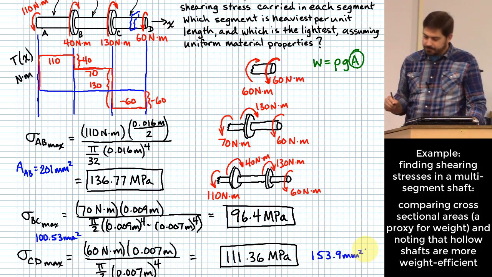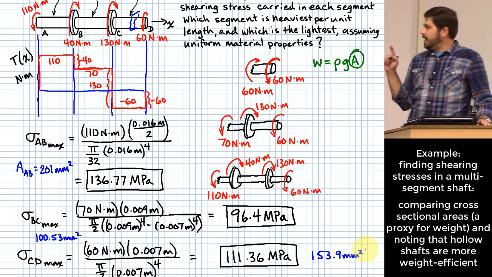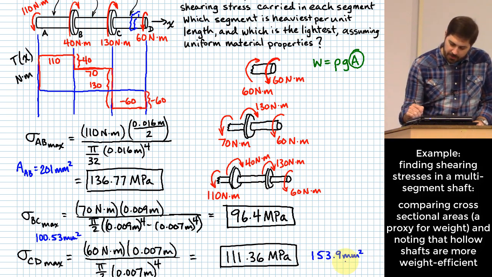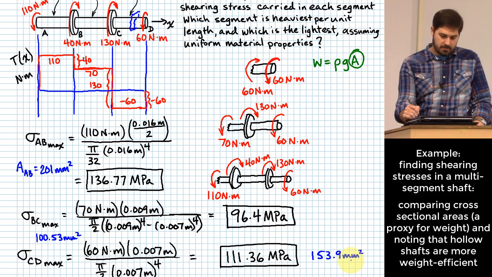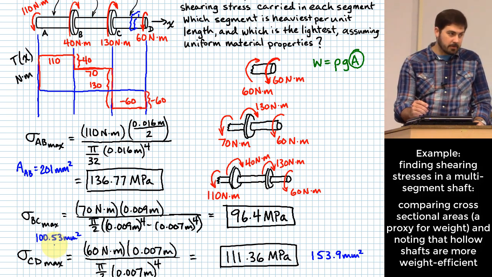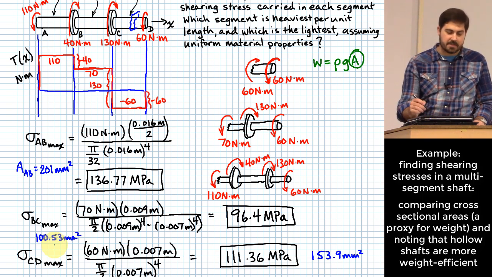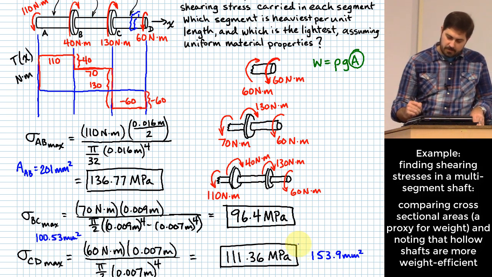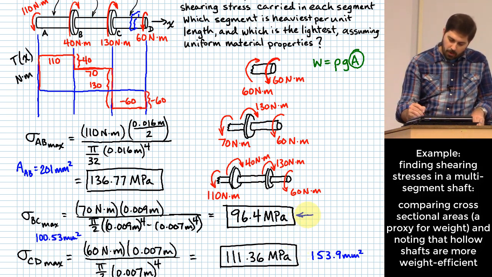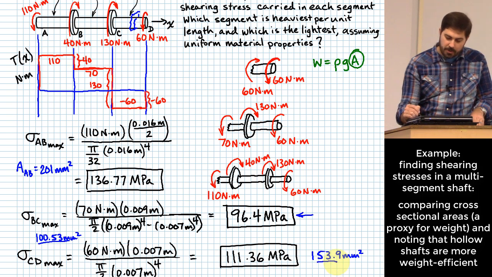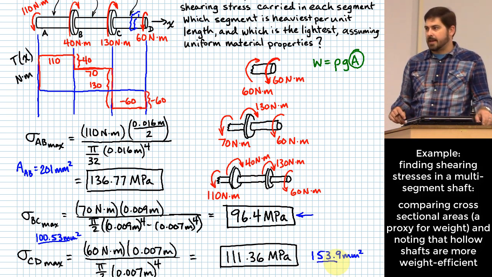Square millimeters. So check this out. That segment over on the right end between C and D is about 153% the weight per unit of length as the segment between B and C. It's carrying less torque by a little bit, not a whole lot less, but 60 instead of 70 Newton meters. And look at the stress values. This one's carrying more torque and is a significant amount less weight per unit of length than the other one. How does it do that?